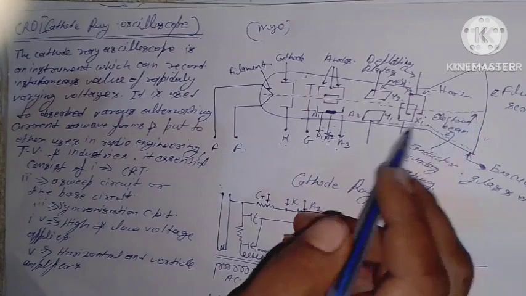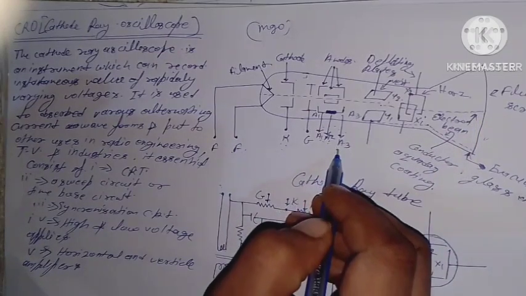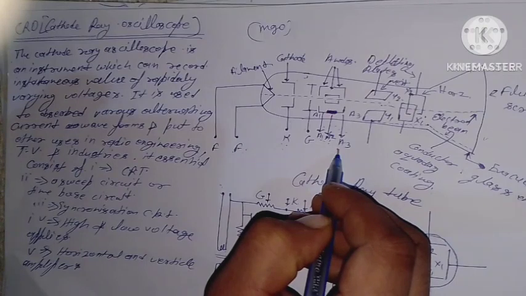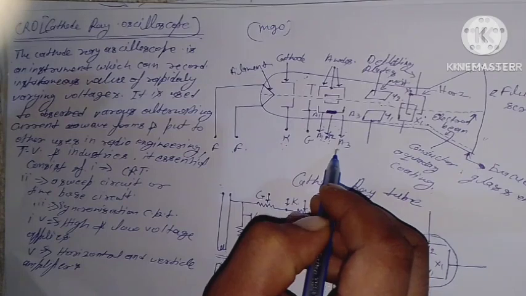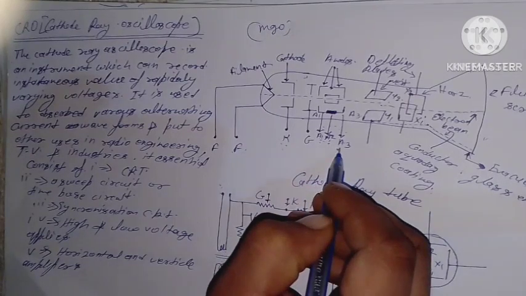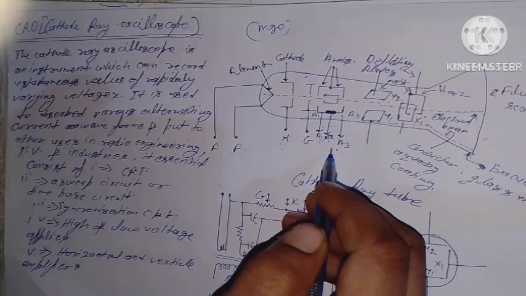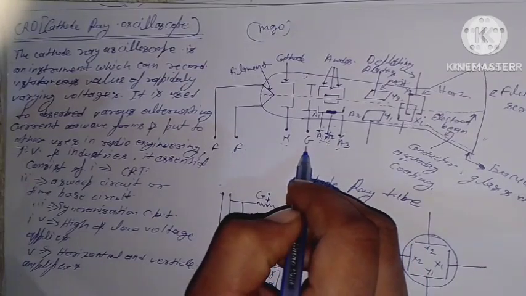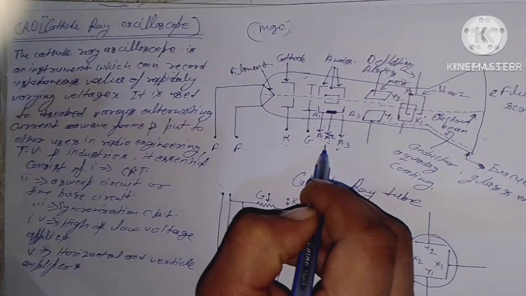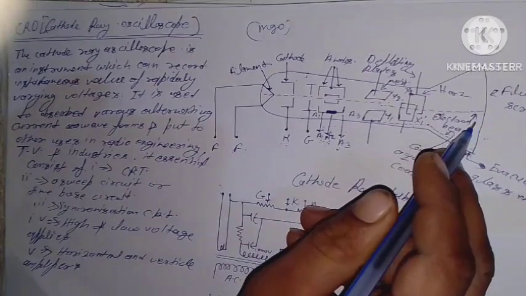Generally the anodes A1 and A3 are connected together and have the highest positive potential with respect to the cathode. The anode A2 has a potential lower than that of A1 and A3, but higher than that of the cathode. The potential of the anode A2 can be varied, and thus the spot of light brought to a fine focus on the screen.